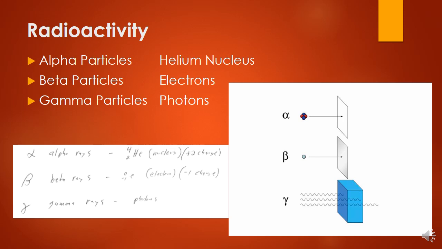And then to the left, I have these handwritten notes. Alpha, beta, gamma. Alpha, I'm showing it's a helium nucleus, so 4 over 2. Beta, I'm showing it's an electron, so it has a charge of -1. And then for gamma rays, I just wrote photons.